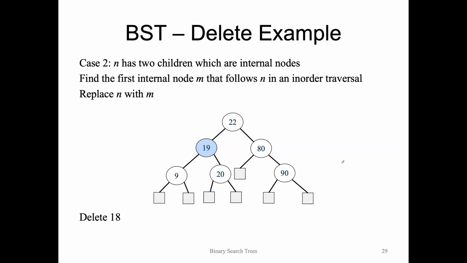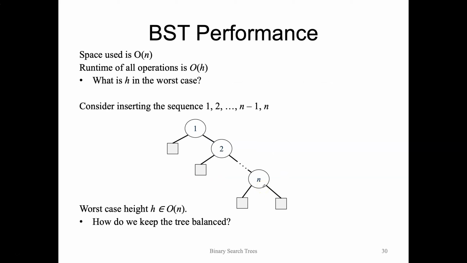So the runtime of remove is also big O of h, where h is the height of our tree. And the reason for that is because we have to find where that element is. And in the worst case, we might traverse from the root of our tree all the way down to a leaf node of our tree. So the amount of space we use with this implementation is big O of n. This is however many elements we have. All of the operations that we have, find, insert, remove, run in big O of h, where h is the height of our tree.